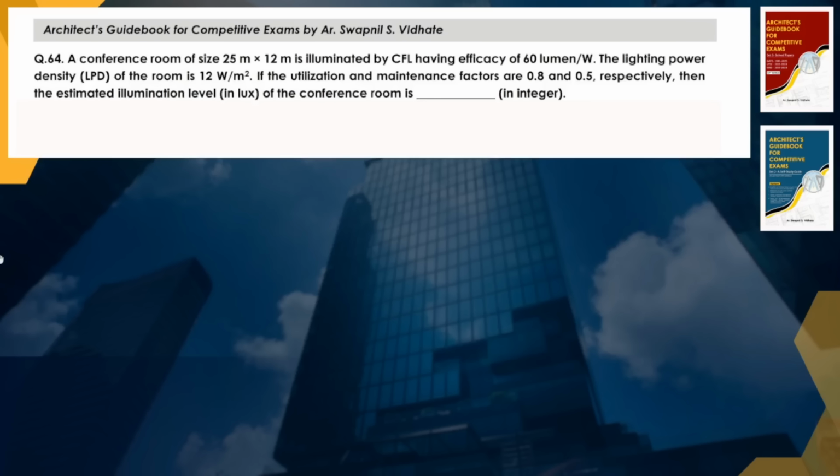Question 64. A conference room of size 25 meter by 12 meter is illuminated by CFL having efficacy of 60 lumen per watt. The lighting power density LPD of the room is 12 watt per meter square. If the utilization and maintenance factors are 0.8 and 0.5 respectively, then the estimated illumination level in lux of the conference room is how much, in integer.